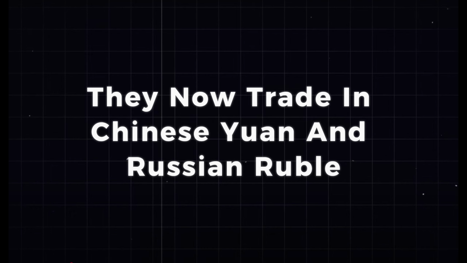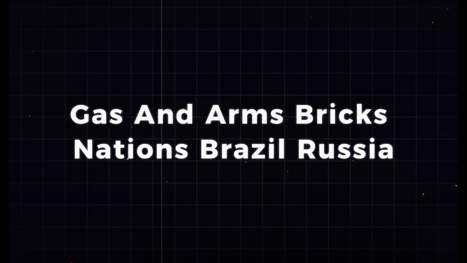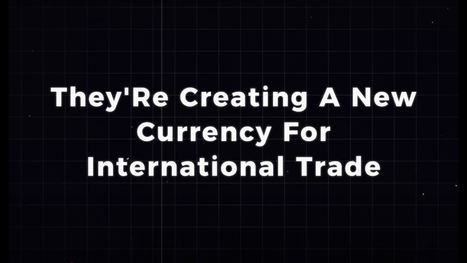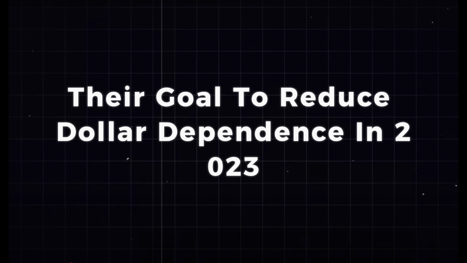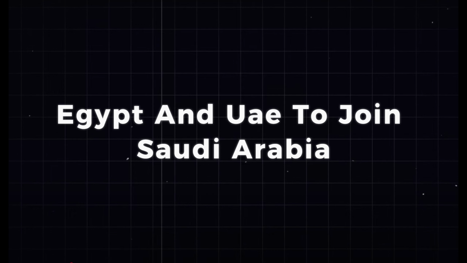China and Russia now trade in Chinese yuan and Russian ruble. They're reducing dollar usage in oil, gas, and arms. BRICS nations: Brazil, Russia, India, China, South Africa. They're creating a new currency for international trade. Their goal: to reduce dollar dependence in 2023. They invited more countries like Iran, Egypt, and UAE to join.